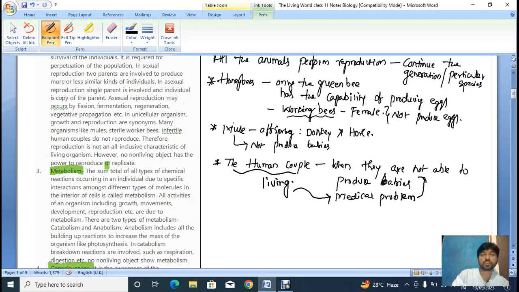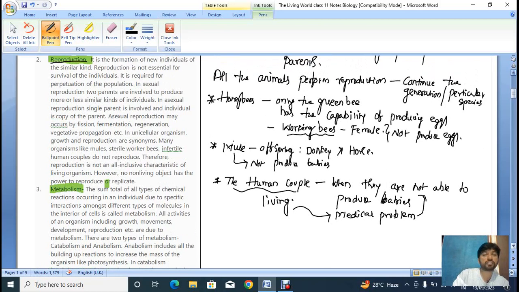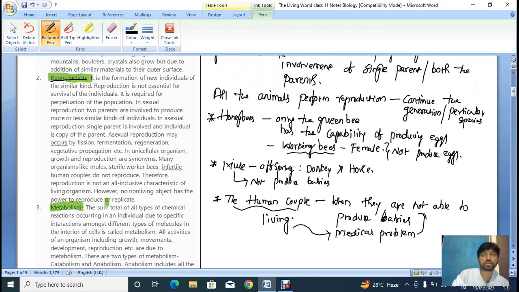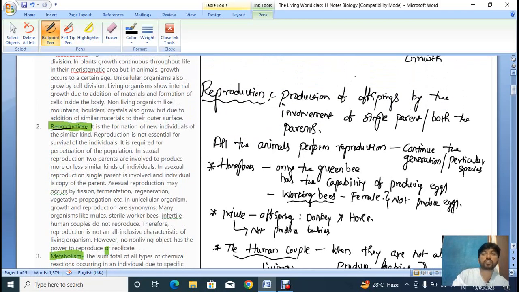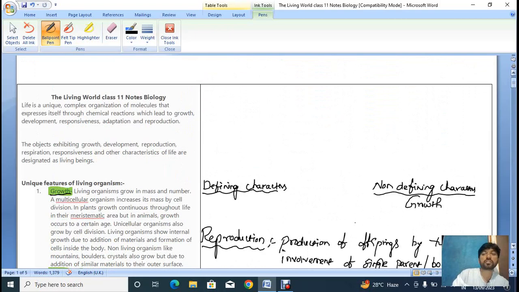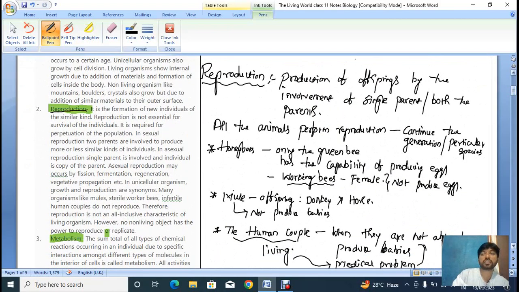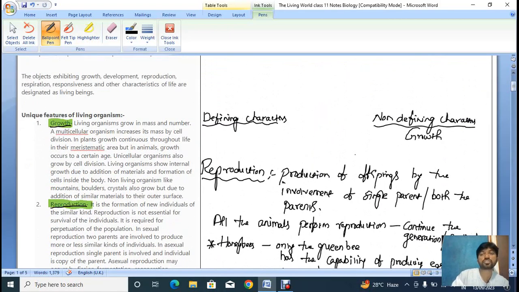Now, whether we consider the reproduction as a defining character, whether the reproduction defines a living organism, no, right? Then we can say reproduction is also a non-defining character.